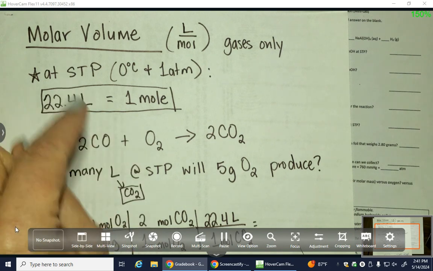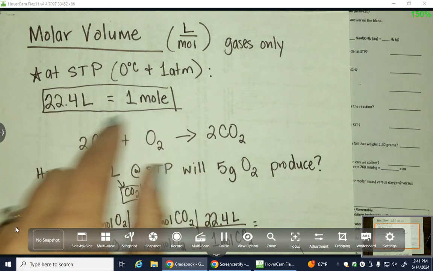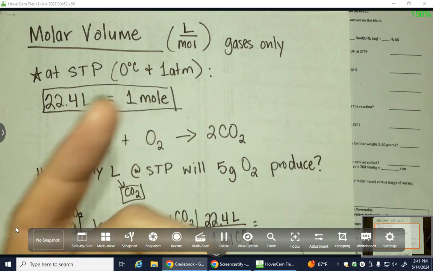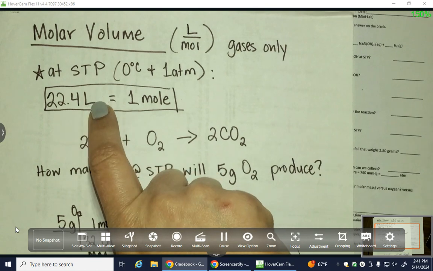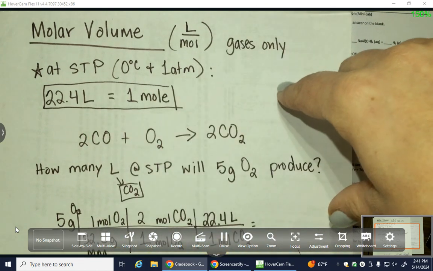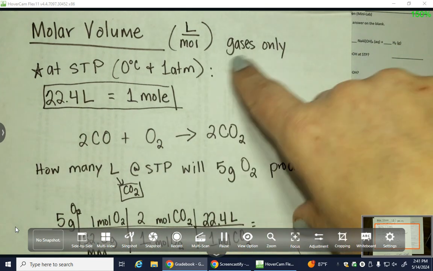But if we are at STP, we get to use this conversion, which is no different than us saying grams per mole. It's a conversion factor, or particles per mole, like Avogadro's number. So 22.4 liters per 1 mole. It's only for gases. Don't try to use it for liquids.